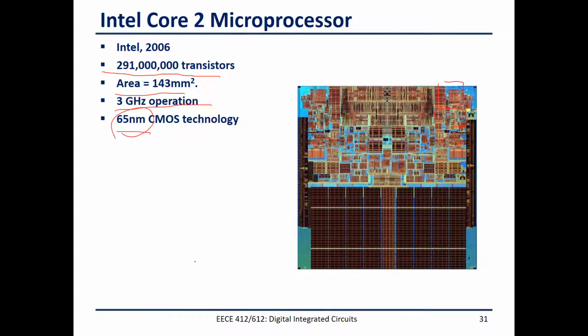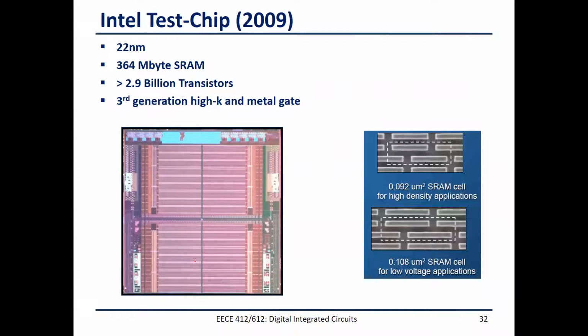Now we started to have separate cache or memory around the processing unit. There is local cache, but then there is supplementary cache around the processor. So there are 3 levels of memory in the chip. Here, it is 22 nanometer. It has a 364 megabyte memory SRAM. It's more than 2.9 billion transistors, and it is now high K devices, where the characteristics basically increase the current.